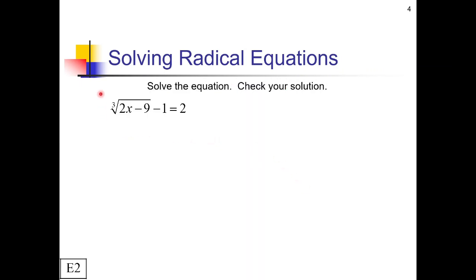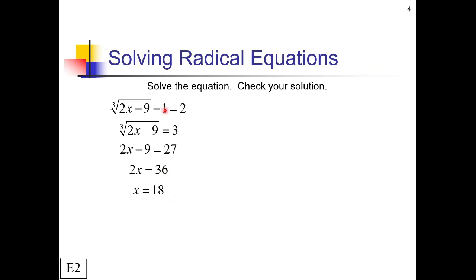This time, note that we have a cube root rather than a square root, so that's going to change things a little bit. Pause the video and try it out. All right, so to isolate this radical, we'll just add 1 over here. That gives us 3. And this time, instead of raising both sides to the second power, we have to raise them to the third power to undo the third root. So we end up with 2x minus 9 on the left, and 3 to the third is 27 on the right side. And then solving for x, we can just add 9 over here. That's 36. Dividing by 2, we get x equals 18.